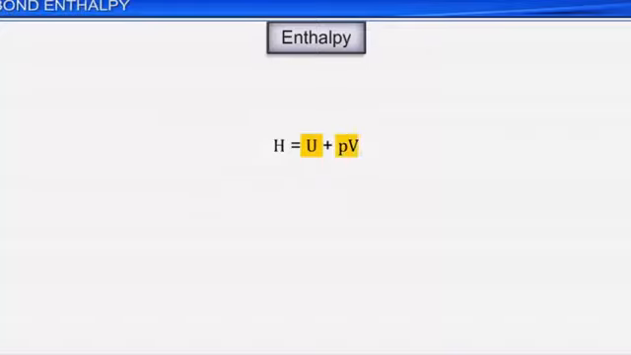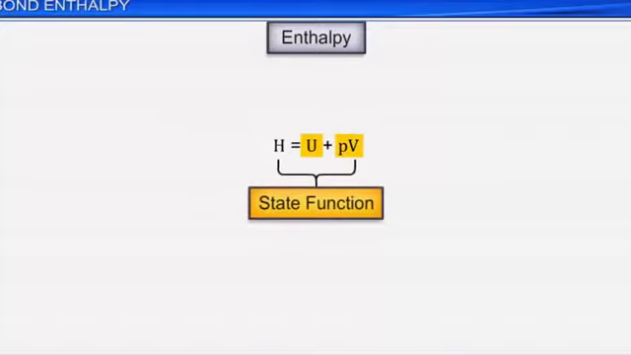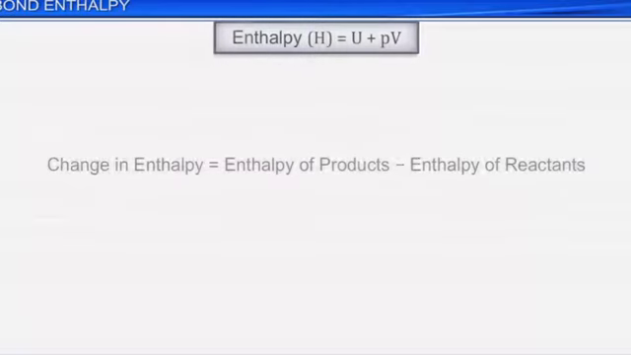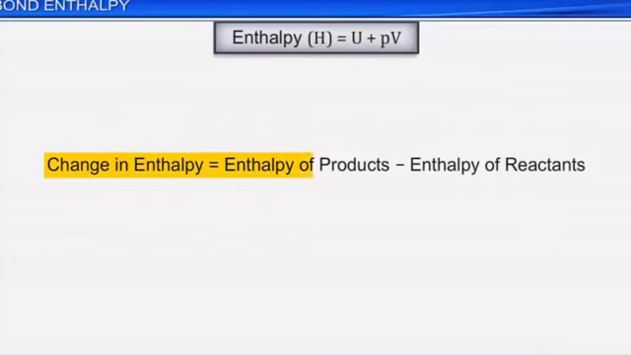Every substance has a definite value of enthalpy. Like internal energy, enthalpy of a substance cannot be measured. However, it is possible to measure the change in enthalpy. The change in enthalpy is equal to the difference between enthalpy of products and enthalpy of reactants. The change in enthalpy may be expressed as ΔH = HP − HR, enthalpy of products minus enthalpy of reactants.